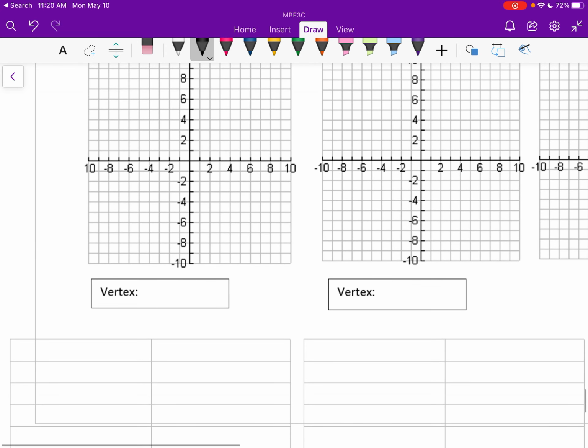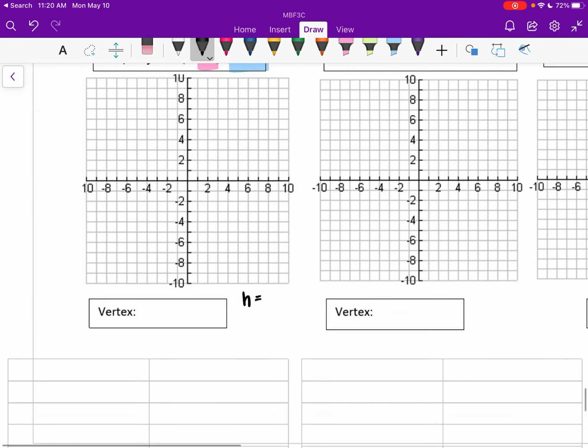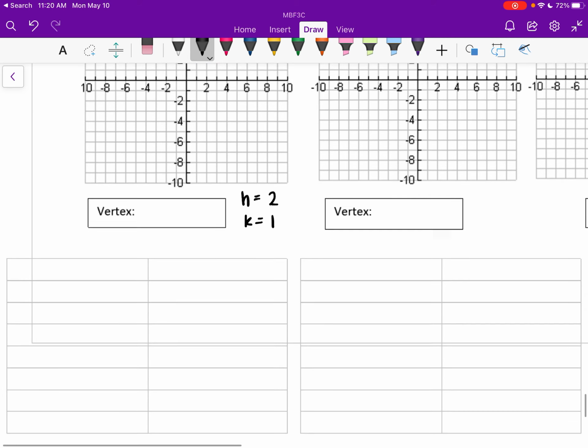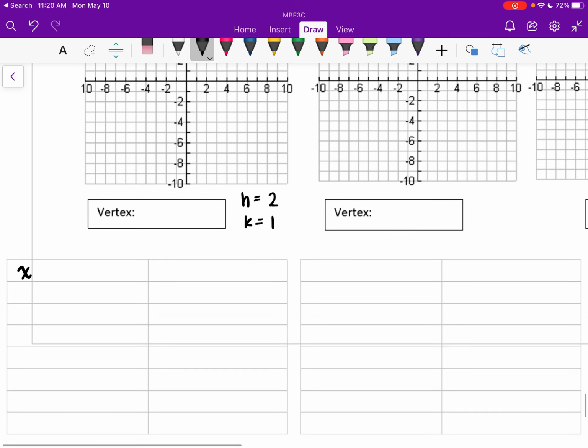H is equal to 2. K is equal to 1. So I know I'm going to have to do x plus h, so x plus 2, which is my h value. And then I'm going to have to do y plus k. My y is just whatever y is, plus k, which is 1.